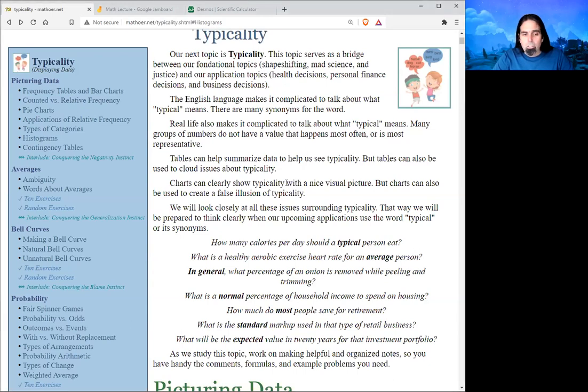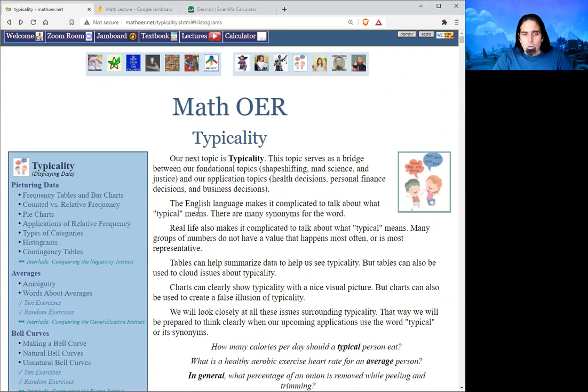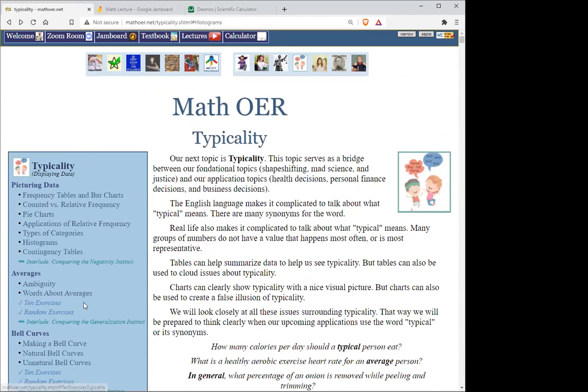Does anybody want to do more of what we did today that was new with picturing data or averages? Should we look at 10 exercises for averages, even though you don't have to do them? I would, please.